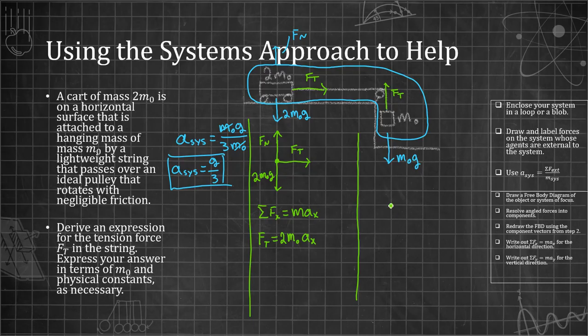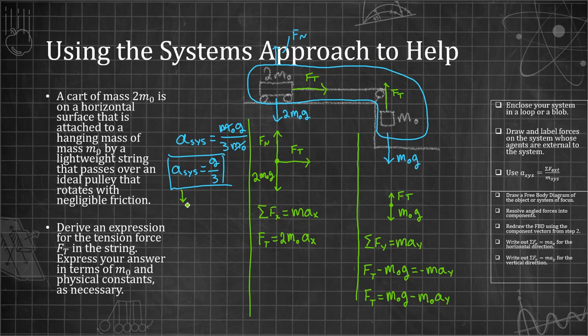For the hanging mass, we see that we have that downwards force of mg and an upwards force of FT. And we know that the downwards force should be bigger than the upward force because it's accelerating in the downward direction. And there are no horizontal forces, so we can actually skip straight to the sum of forces in the vertical direction. So we get the upwards force of tension minus the downwards force of mg should equal the hanging mass's mass times its acceleration.